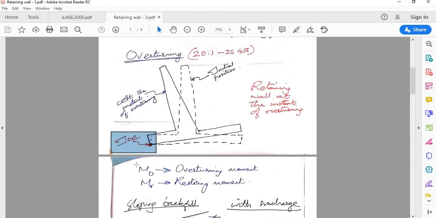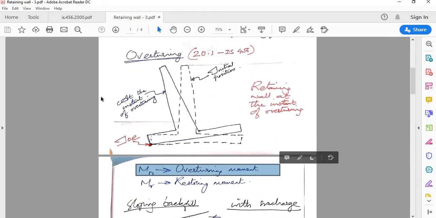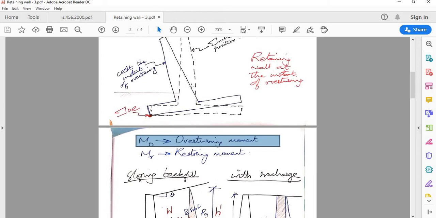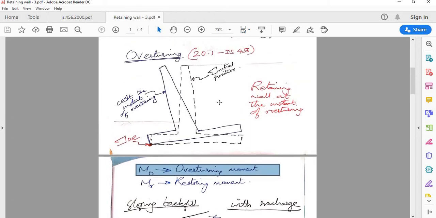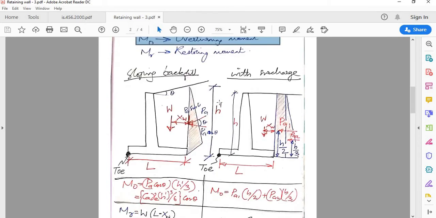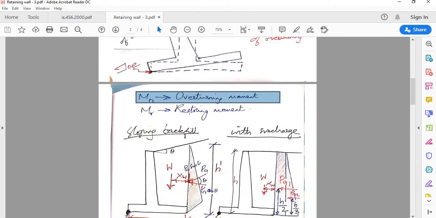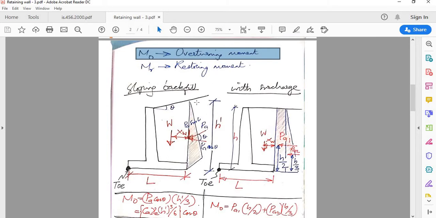So there are two things: there is MO, which is nothing but the overturning moment, the moment which is trying to overturn, and then there is restoring moment, the moment which is trying to stabilize the retaining wall. Let us look at what will be MO and MOR for the two different cases that we have seen so far.